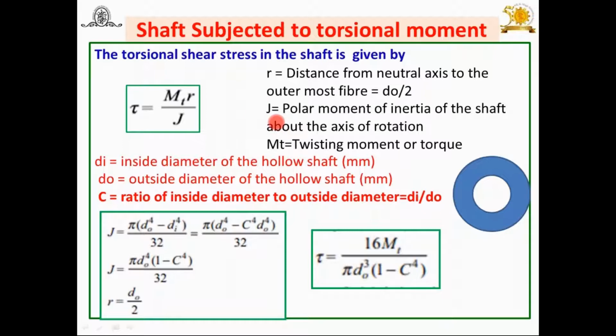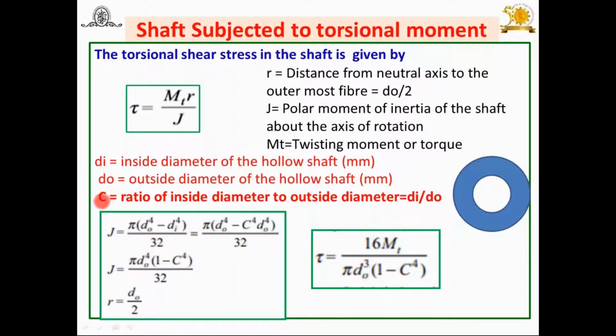But here the interesting one, J is going to change because it's not a solid shaft. For a solid shaft, we know that it is pi by 32 into d raised to 4. But it's a hollow one. That's why in this analysis of hollow shaft, only J is going to change. Therefore, polar moment of inertia of the hollow shaft about the axis of rotation. So what is the equation? J is equal to pi by 32 into dO raised to 4 minus di raised to 4. dO raised to 4 means outside diameter of the hollow shaft raised to 4. di means inside diameter of the hollow shaft raised to 4.